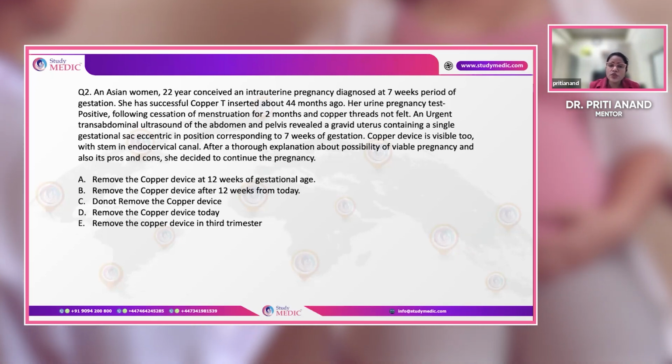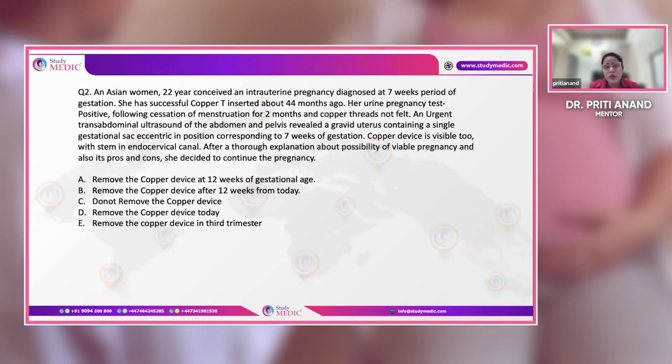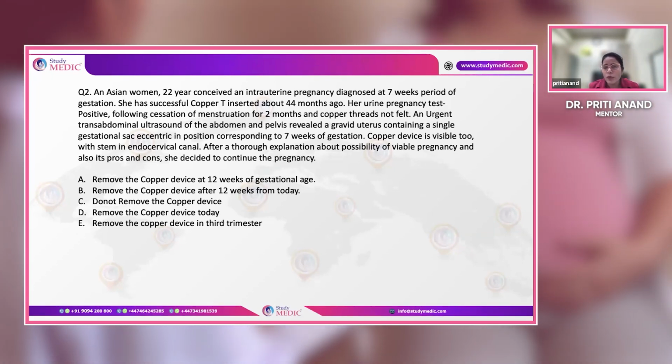So in these patients, if the device is visible and she wants to continue the pregnancy, before 12 weeks you need to remove the copper coil.